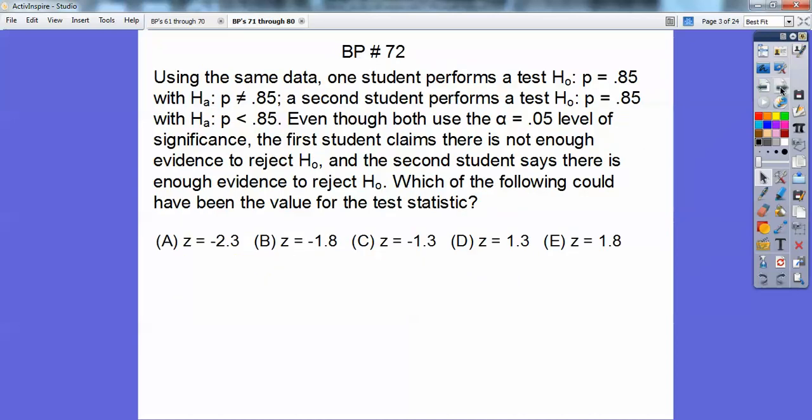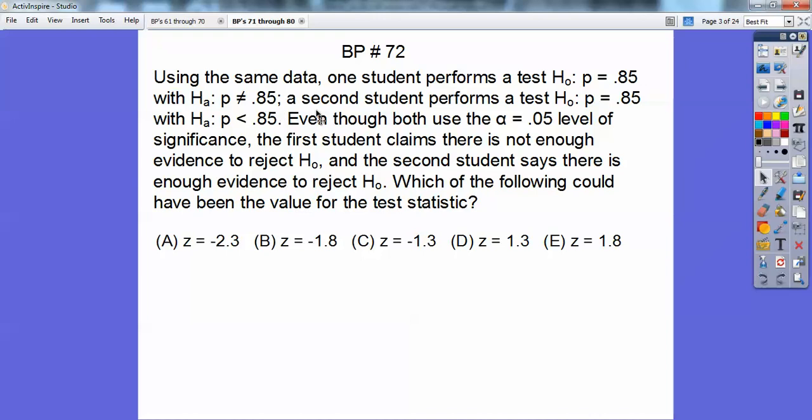Okay. All right, so this is a whole new one. One student performs a test of H naught, or H sub 0. H sub 0 is that the proportion is 0.85, and your alternative hypothesis, H sub A, is that it doesn't equal. So this is a two-tailed test right here, okay? So the proportion doesn't equal 0.85.